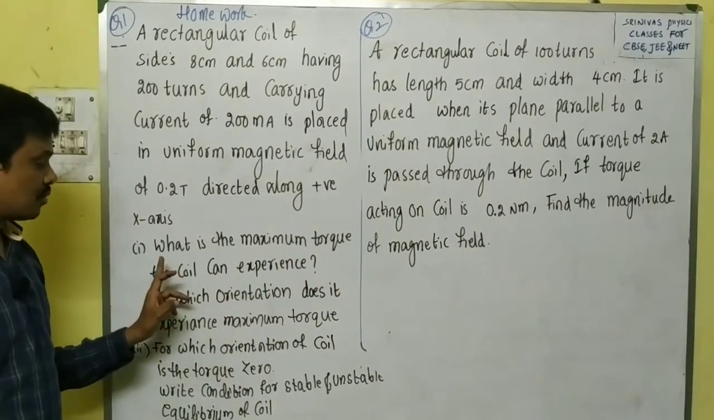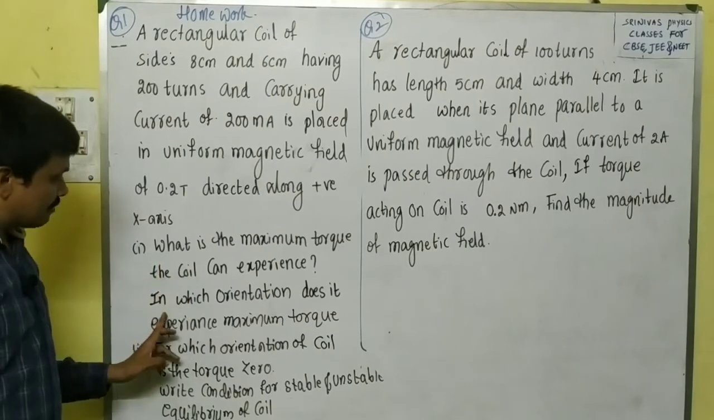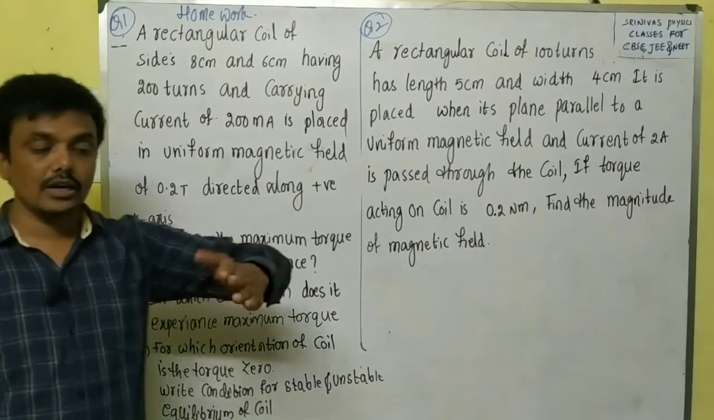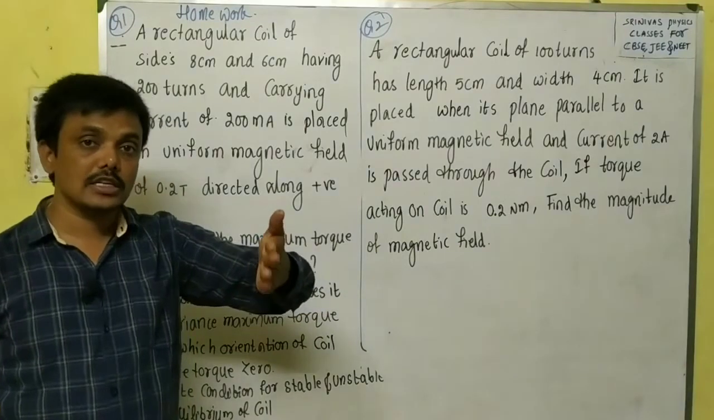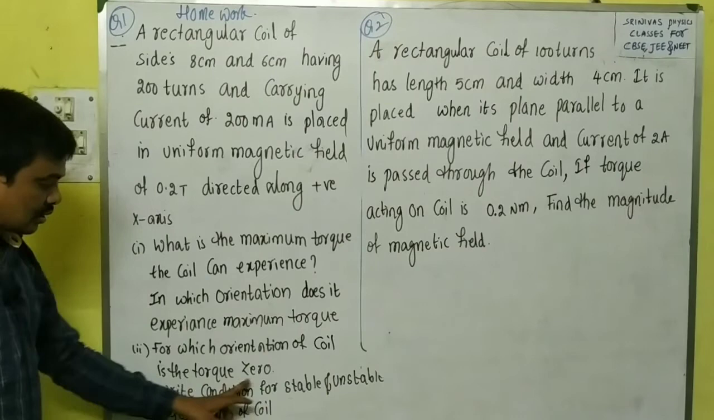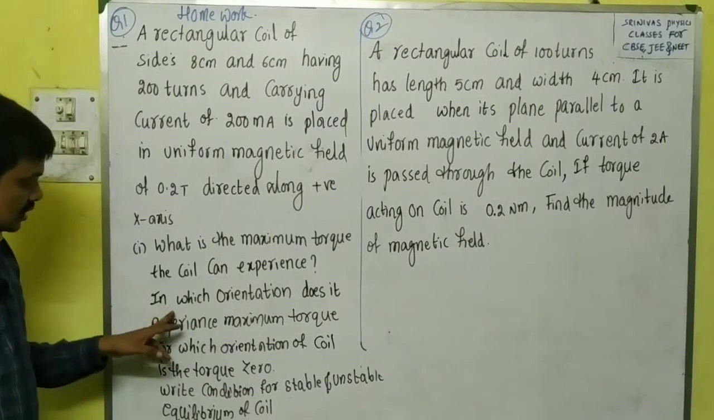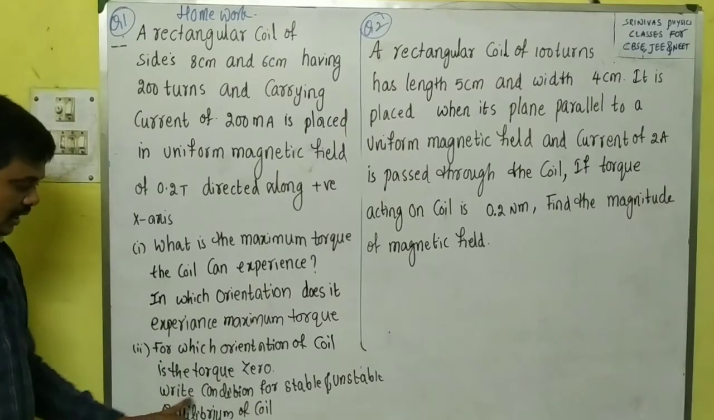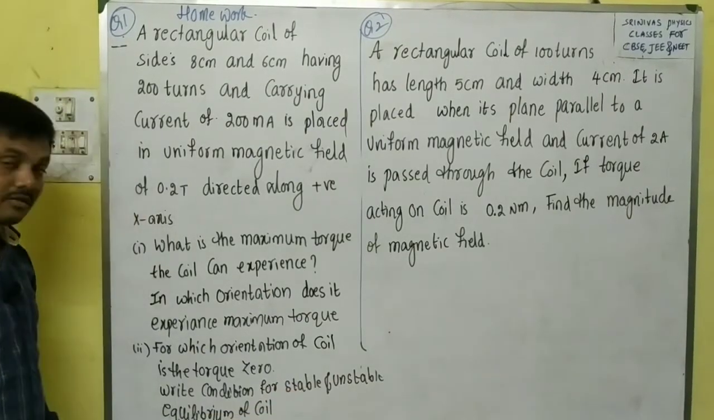Maximum torque formula you know, that you can substitute. In which orientation does it experience the maximum torque? How the coil should be there in order to experience the maximum torque? For which orientation of the coil is the torque 0? For which orientation is the torque maximum? For which orientation is torque 0? And write the condition for stable and unstable equilibrium.